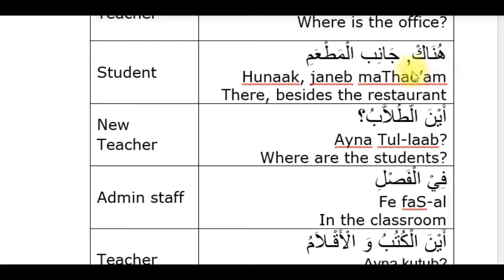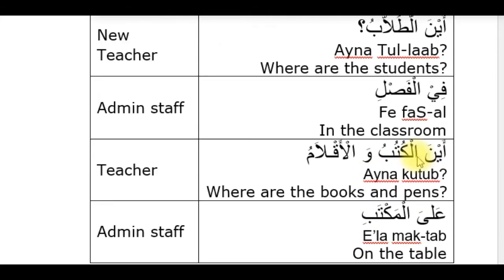هناك جانب مطعم. هناك there, جانب beside, مطعم the restaurant. أين طلاب؟ أين where, طلاب the students. في الفصل. في in, فصل the classroom.